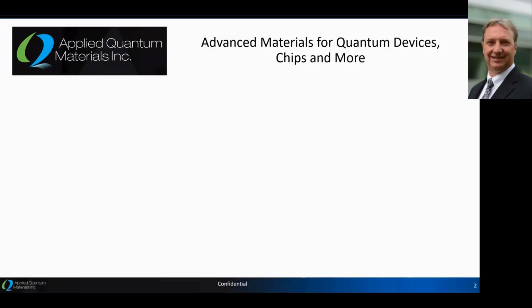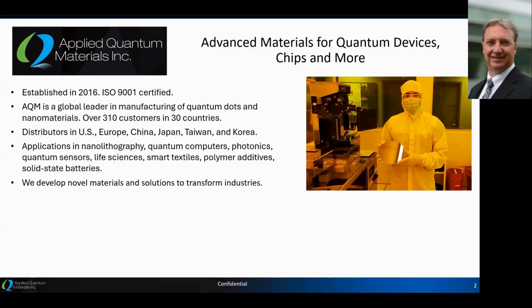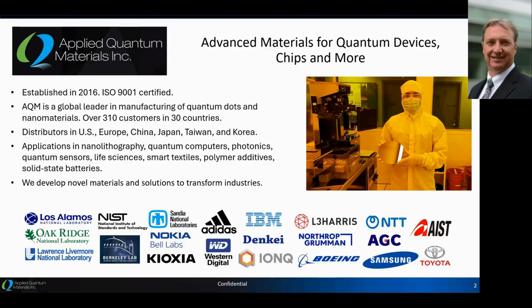There we go. So we are, like I said, an ISO 9001 company, 10 years in operations. We're active in 30 countries, with lots of customers and distributors around the world. We develop novel materials and solutions to transform different industries. Here's an example of some of the companies that we work with.